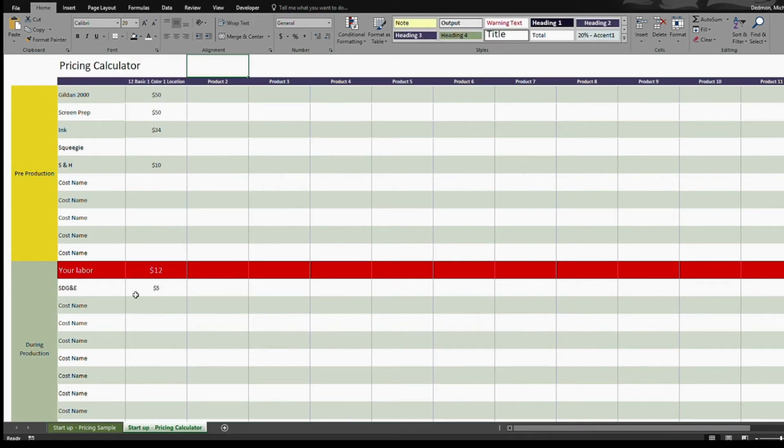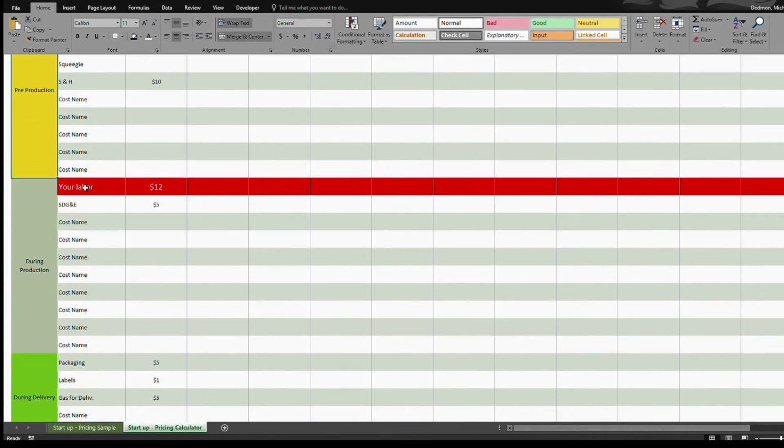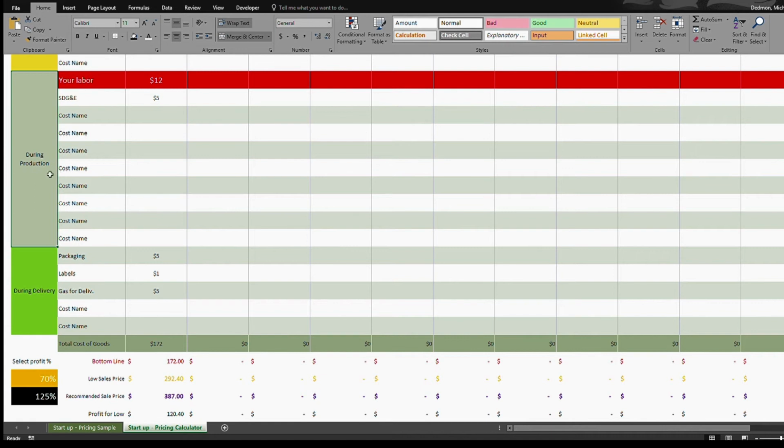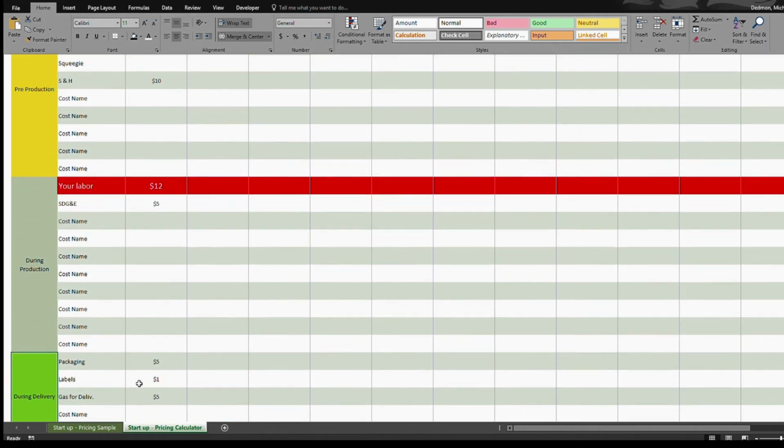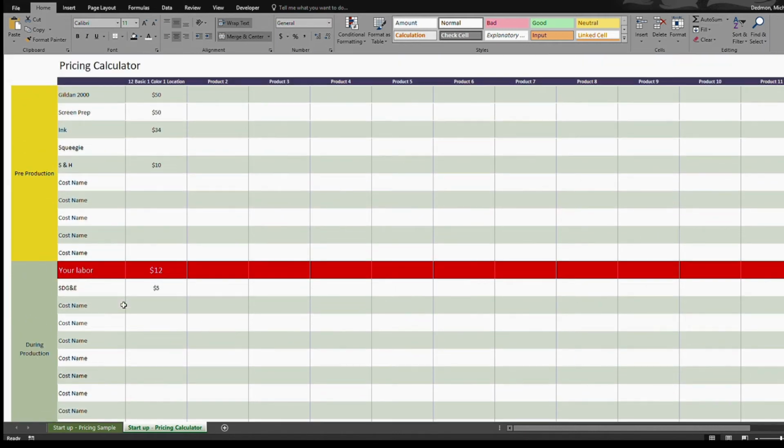I like to break up my pricing into 3 different categories. Number 1 is pre-production. Number 2 is during production. And number 3 is delivery. Those 3 categories represent the different costs that I would incur during that point in the sale or in the fulfillment of that service or product. In pre-production, there are quite a few costs that I would incur.